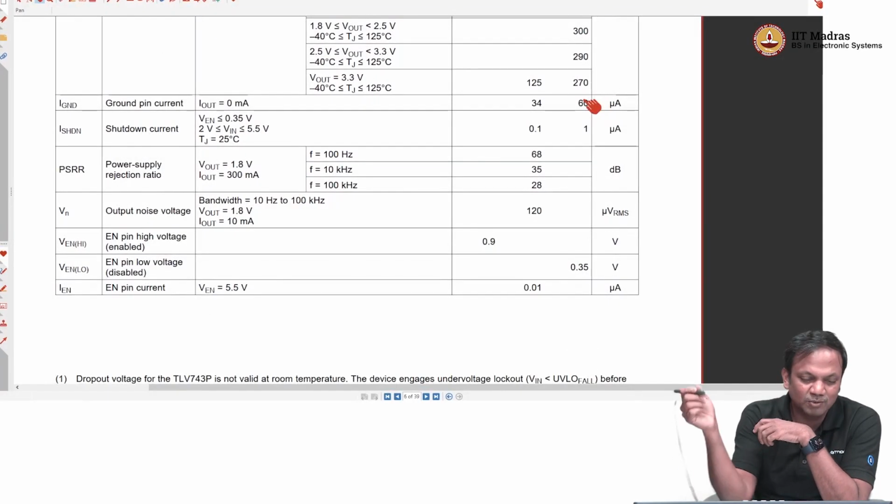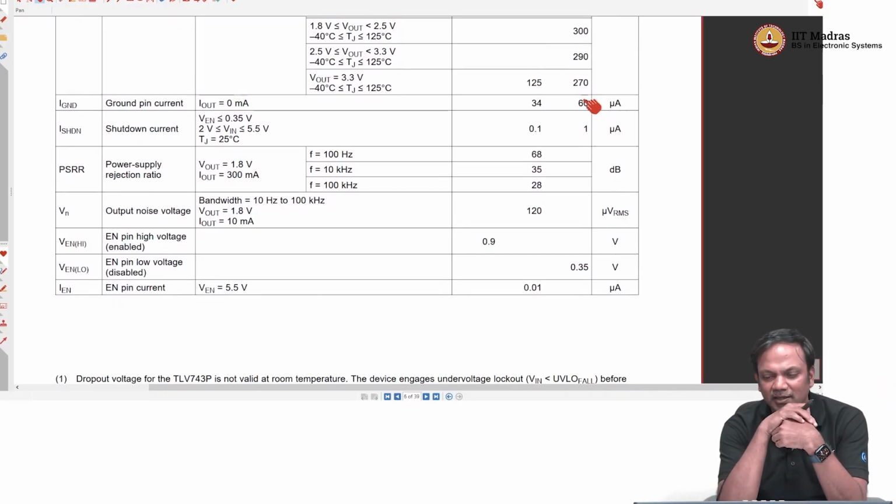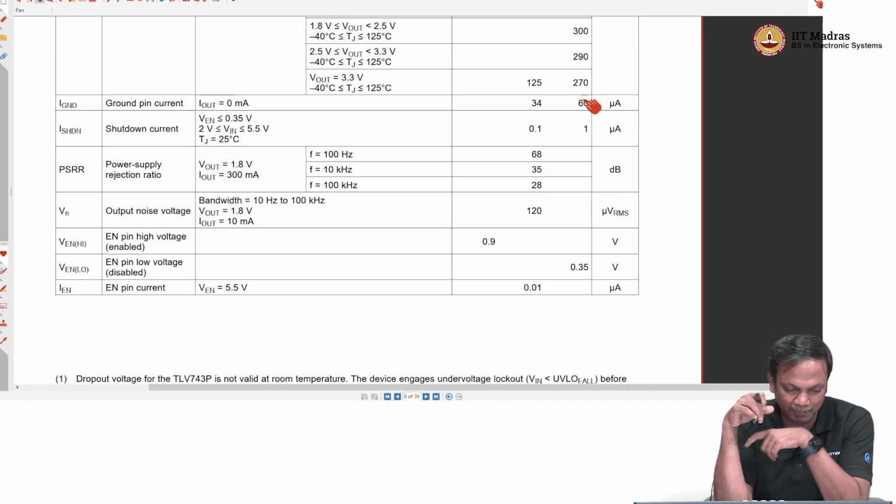And then we have the shutdown current itself, which is now if you choose to disable the power supply, then it is not going to take 34 microamps anymore, it is going to take only 0.1 microamp.